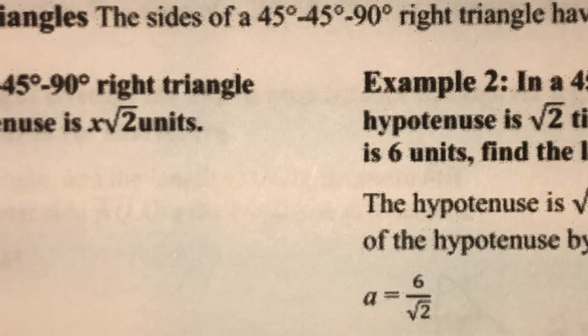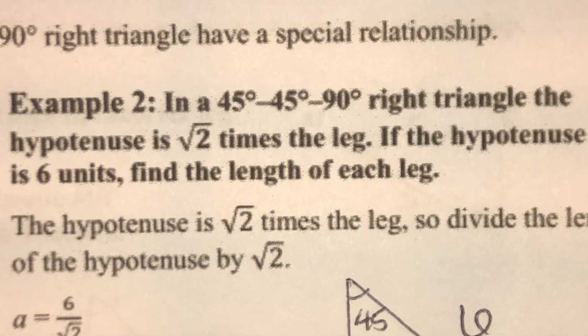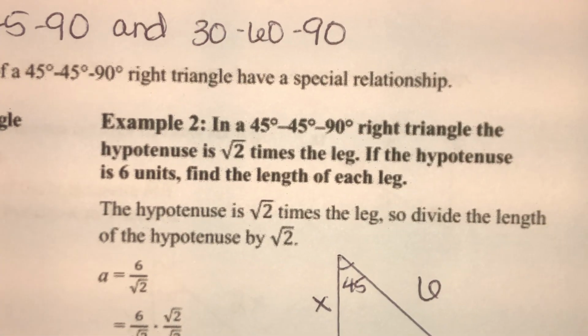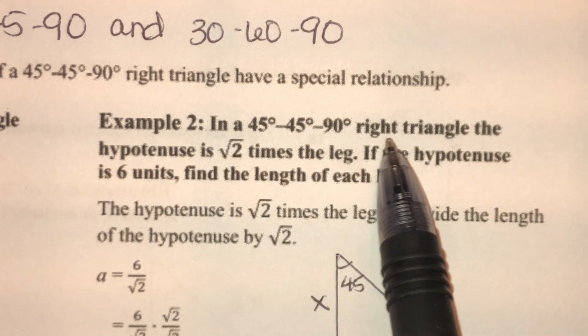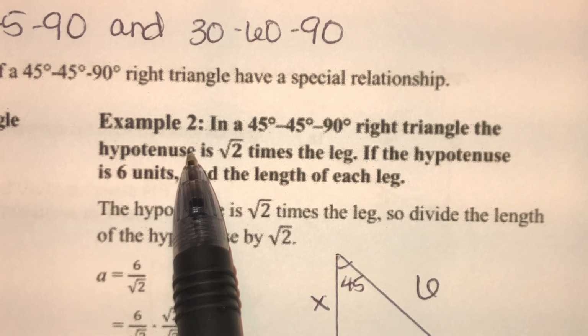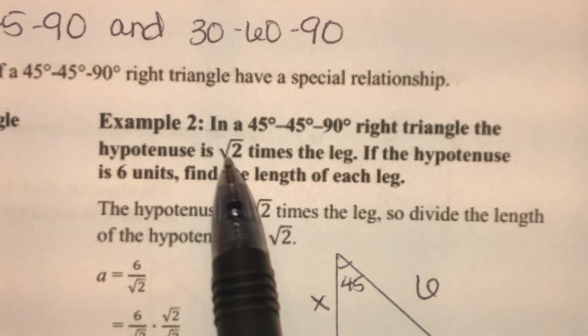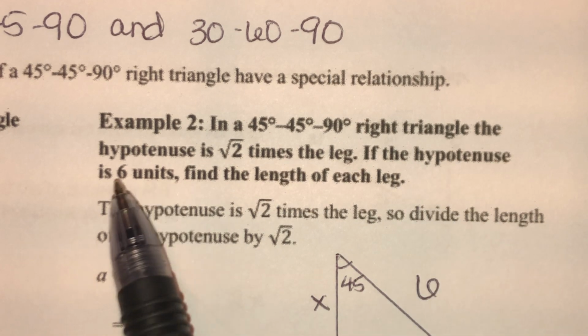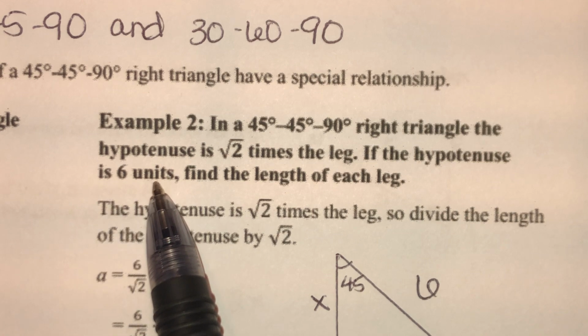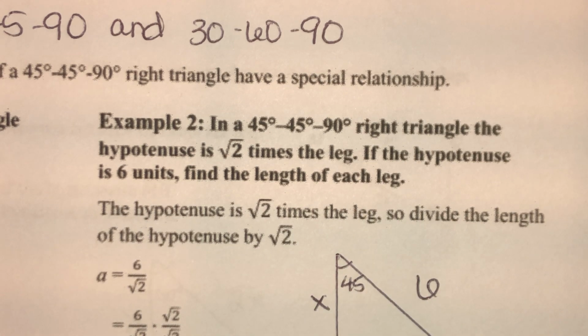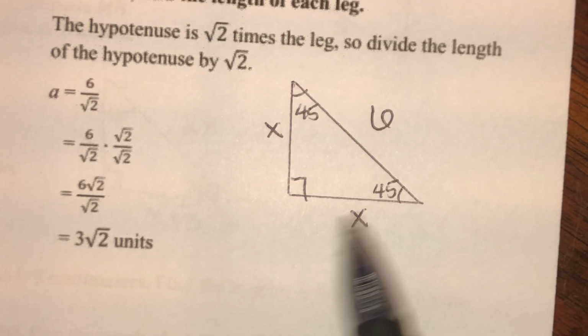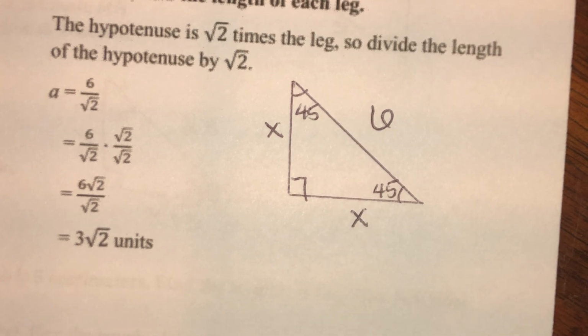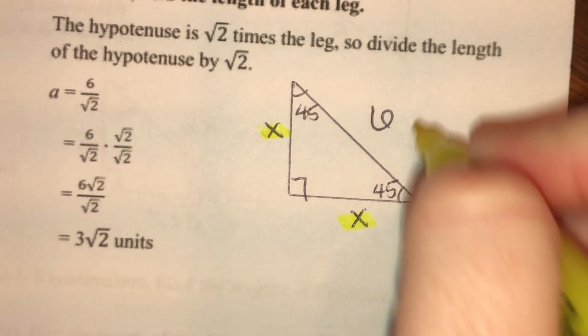So let's do an example here. It tells us, let me zoom out a little bit, that in a 45, 45, 90 right triangle, the hypotenuse is square root of 2 times the leg. That's what we just said. If the hypotenuse is 6 units, find the length of each leg. So here's my triangle. I've got my leg, and my hypotenuse.